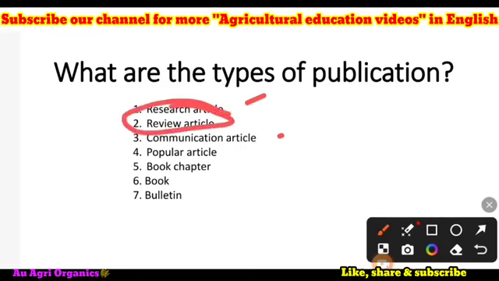Next is review article. Review article means you select one topic, for example, nitrogen management in maize, and look at who has conducted research on it. Based on that, we will write the review article, and you can publish it in some of the high rated journals also.